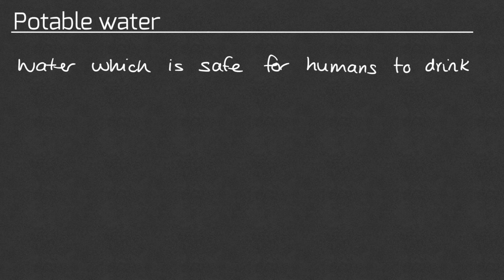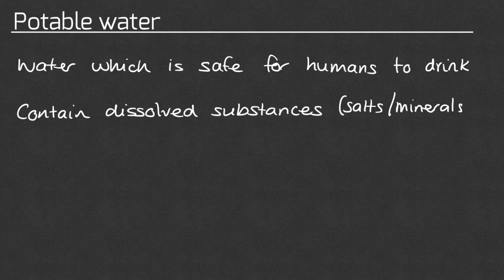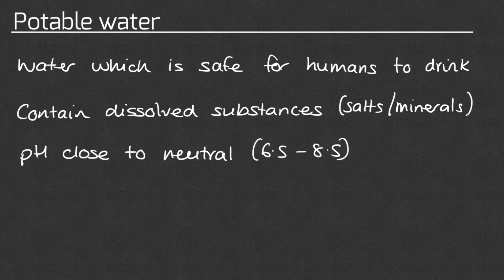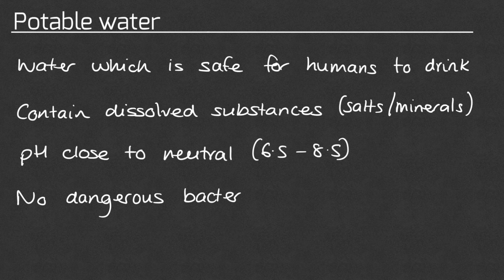Potable water is water which is safe for humans to drink. It's the water you'll drink if you buy a bottle of water or you get water from a tap. It will contain dissolved substances in it, and these are commonly salts and minerals. It is not pure water, which we'll look at in a moment. It has a pH which is close to neutral, about in the range 6.5 to 8.5. And it has no dangerous bacteria or microbes in it.